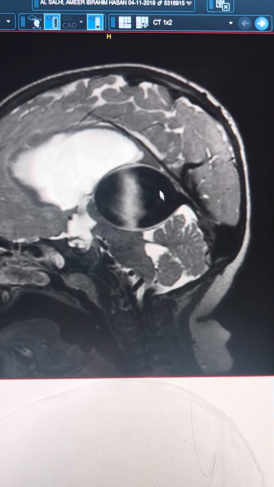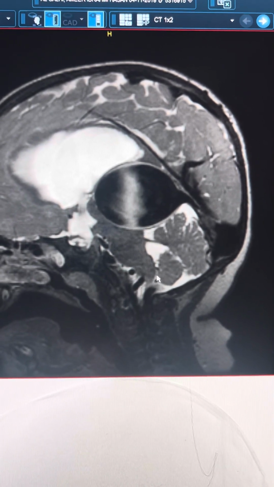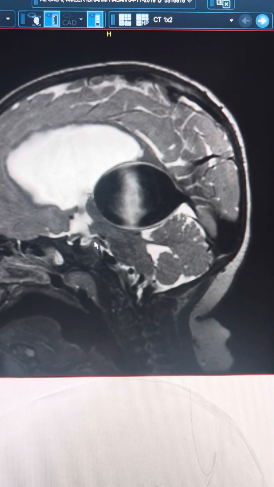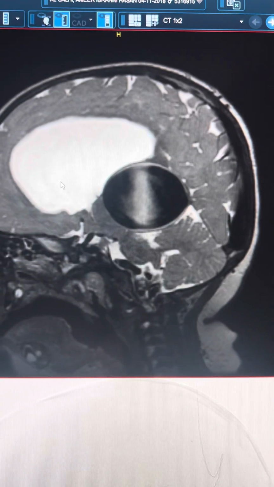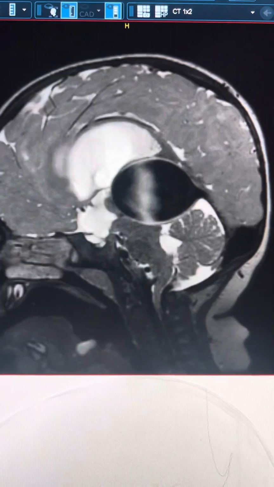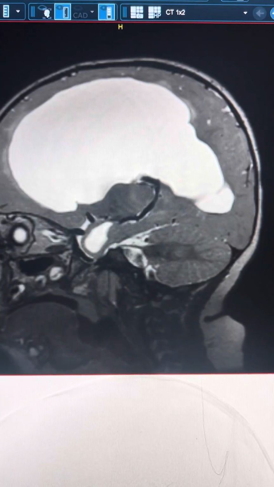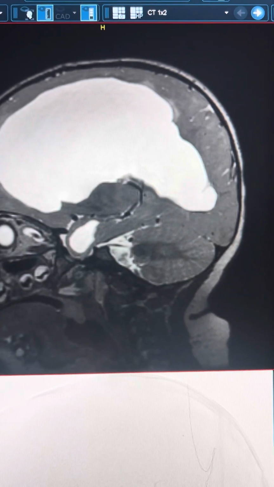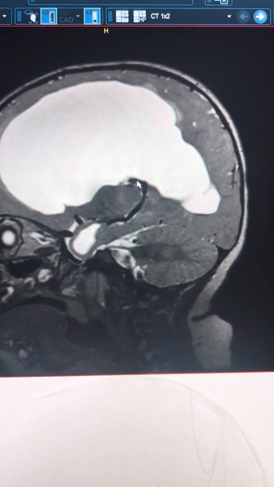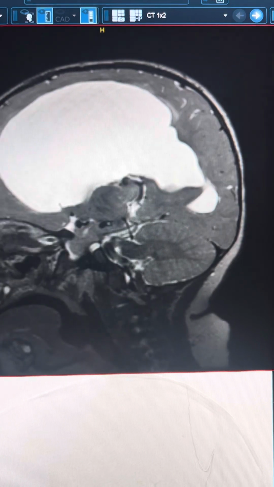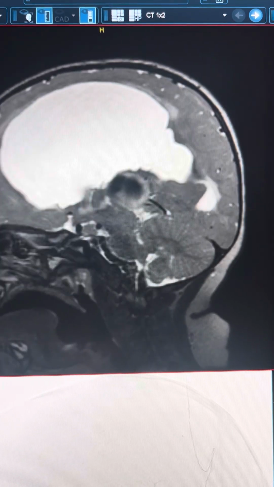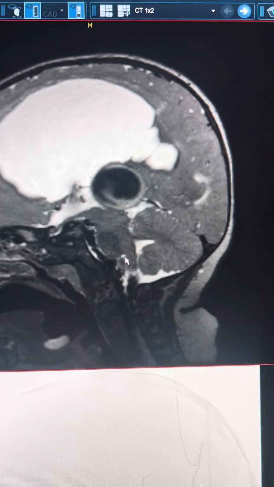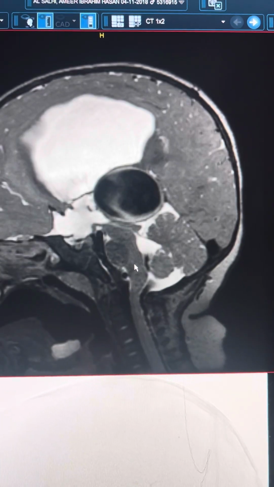You can see the marked enlargement of this vein of Galen, significant enlargement, flow void, a lot of mass effect, hydrocephalus associated with it. So this was at presentation. You can see here that there are big vessels arising from the posterior circulation that are apparently going directly into this dilated pouch of the vein of Galen. So this is a good anatomy that we can use to decide on how we do the treatment.